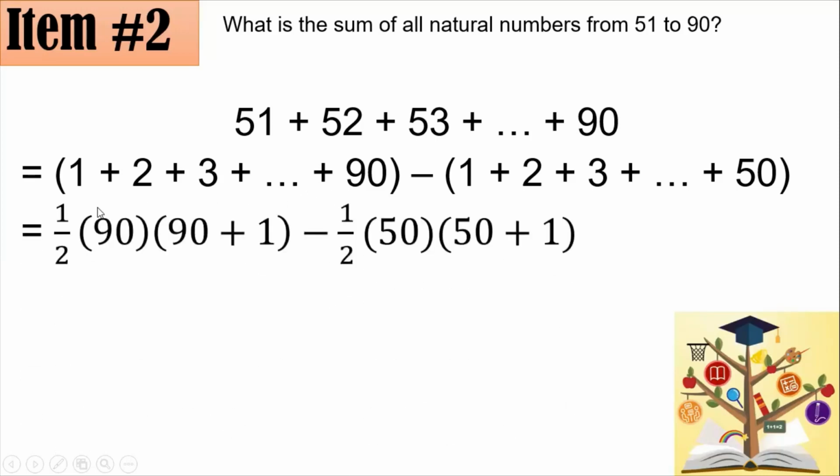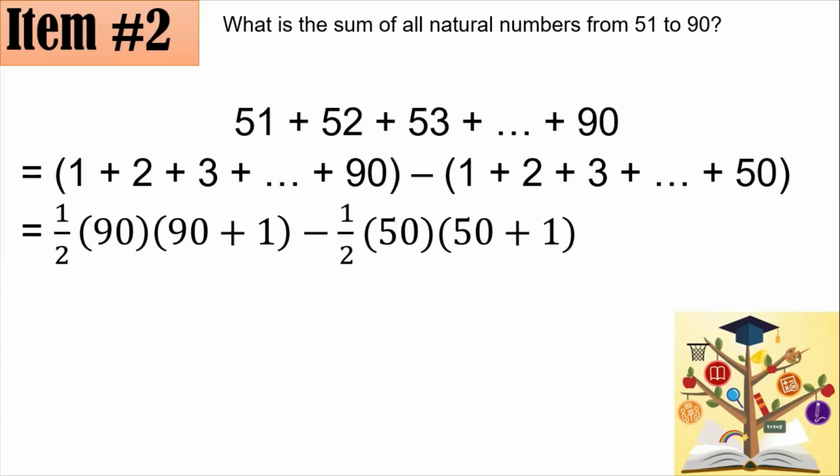For the first series, we have 1 plus 2 plus 3 all the way until plus 90. Our n here is 90. That's why by using the formula earlier and by substitution, we have 1 half times 90 times 90 plus 1. And for the second series, we have the sum of the first 50 natural numbers, and hence our n here has to be 50. With such, the sum of this is 1 half of 50 times the quantity 50 plus 1 by using the formula earlier. I hope it's clear up to this portion.